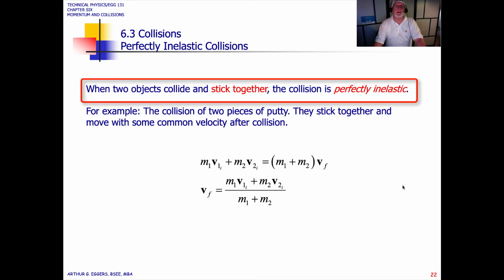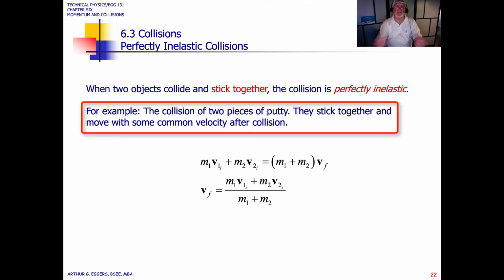A perfectly inelastic collision, okay, second category. When two objects collide and stick together, the collision is a perfectly inelastic collision. For example, the collision of two pieces of putty. They stick together and move with some common velocity after the collision. Two cars hitting and locking together, perfectly inelastic. They move in some direction. Two balls that have Velcro on them stick together and will move in some direction together.